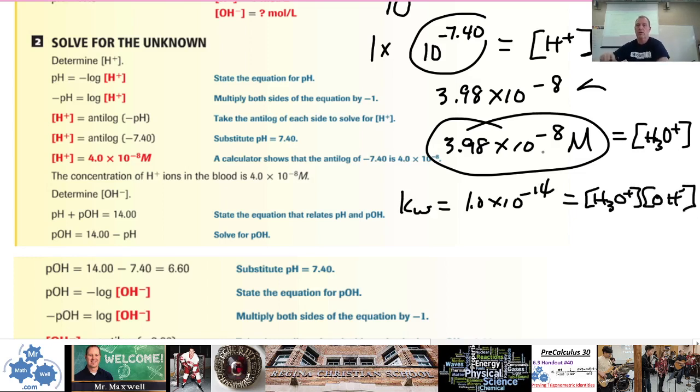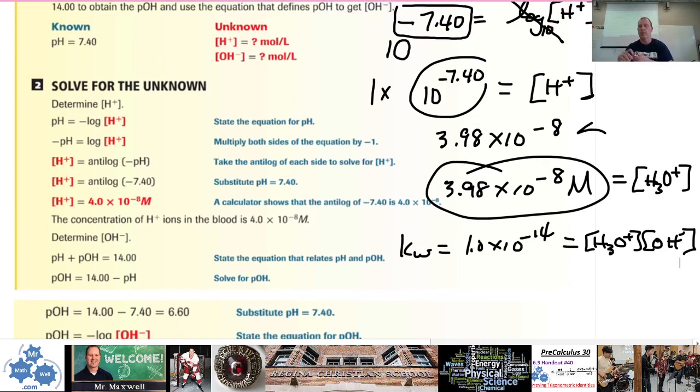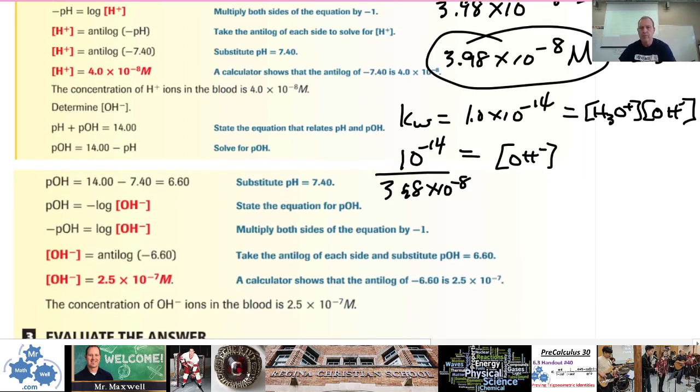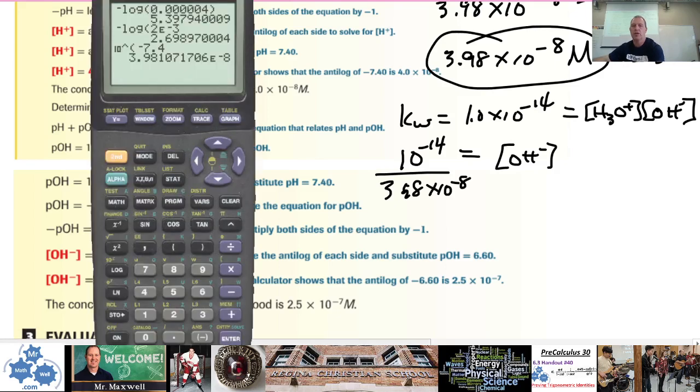All right, so if you want to do that, oops, I'm probably blocking some of that with my face, aren't I? And so now we have this number, so guess what? This is 10 to the negative 14 divided by this number, 3.98 times 10 to the negative 8, and that should equal our hydroxide ion concentration. And if we do that number, this is slightly different than the textbook over here, so you can do it this way as well, right? See, they found the pOH first, and then they did the antilog, or the 10 to the power of this, no problem. But we should get the same answer here.